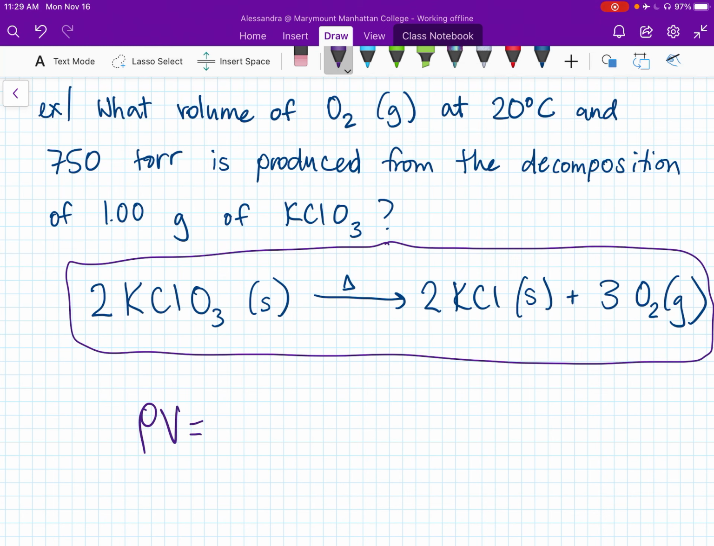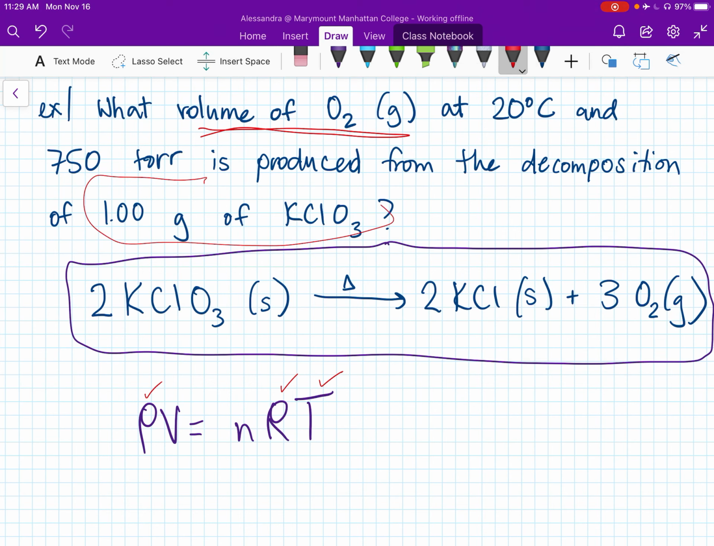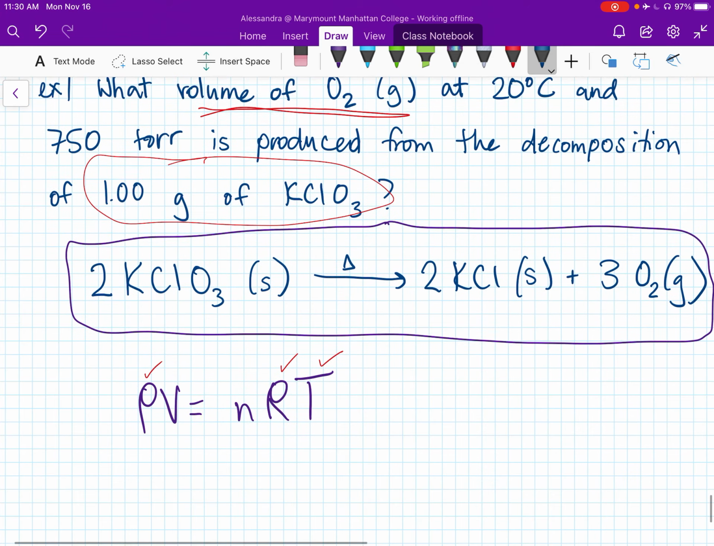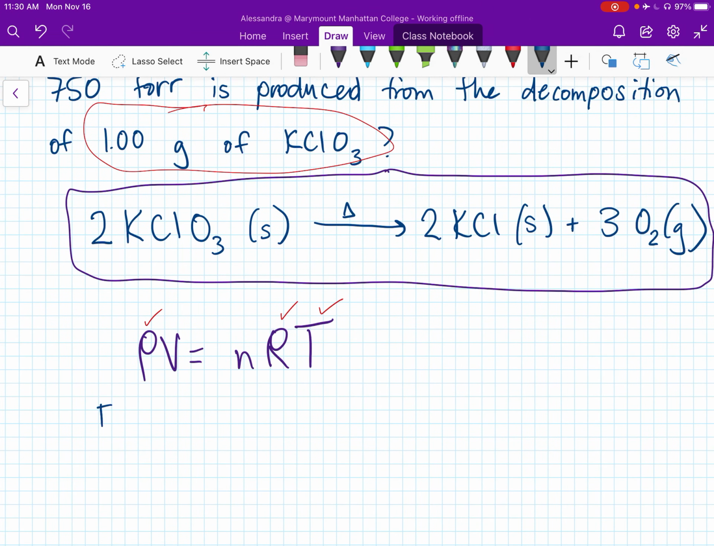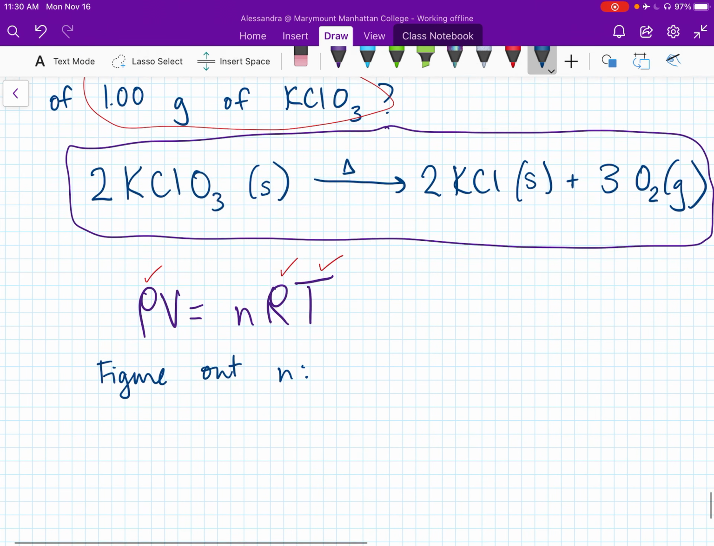So can I exploit the ideal gas law to solve this problem? PV equals nRT. Well, I have the pressure. The gas constant R is just a constant. I know the temperature. So volume is what I want to figure out, right? The V is our unknown. And I can figure out N from the 1 gram of KClO3 using the stoichiometry of the balanced reaction. So let's figure out N first. Figure out N, and then from N, I can use the ideal gas law to get V.